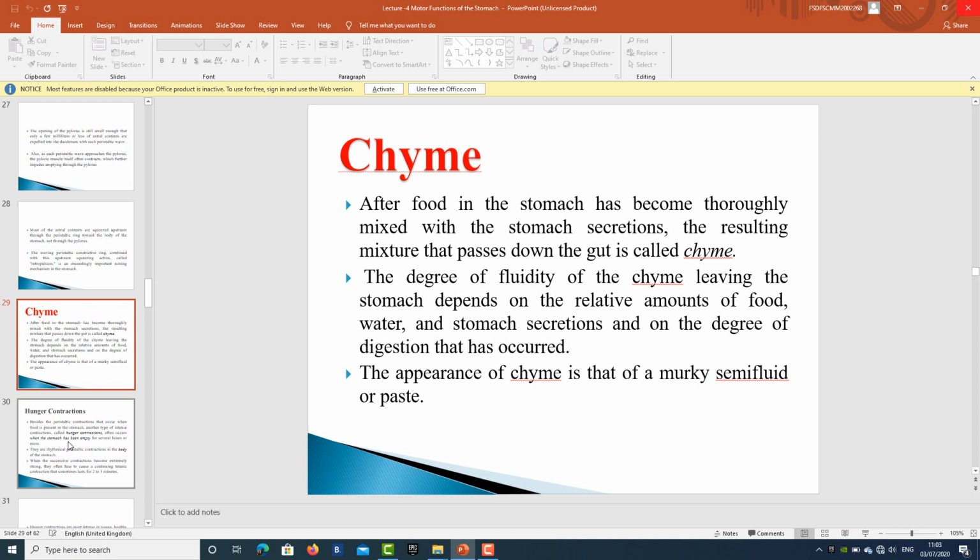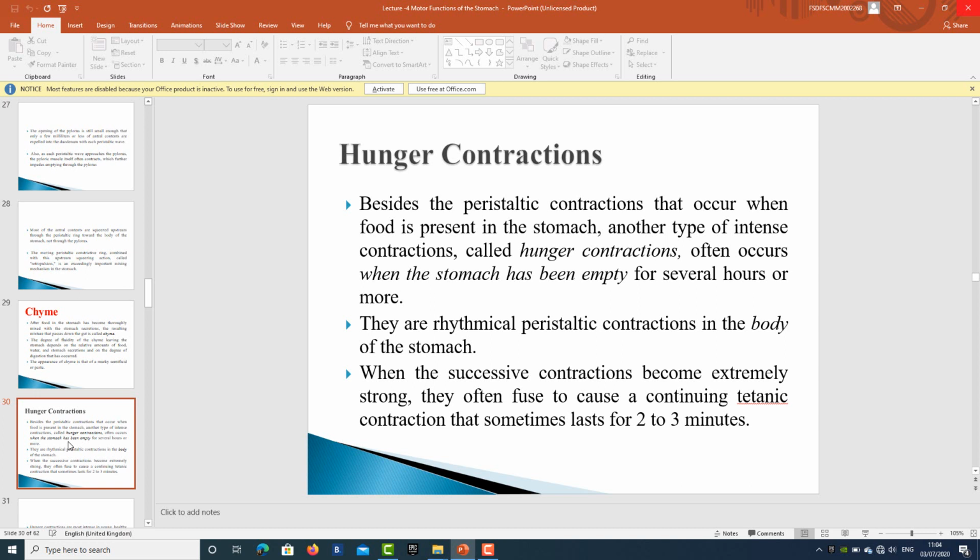The appearance of chyme is that of a murky, semi-fluid, paste-like material. Hunger contractions. Besides the peristaltic contractions which occur when the food is present in the stomach, another type of intense contractions known as hunger contractions often occurs when the stomach has been empty for several hours or more.